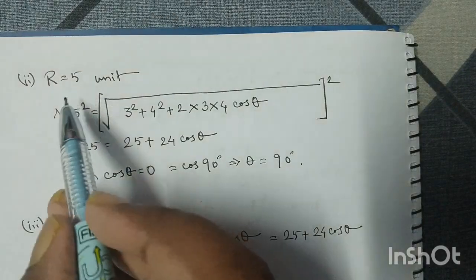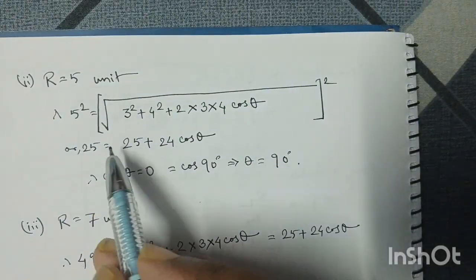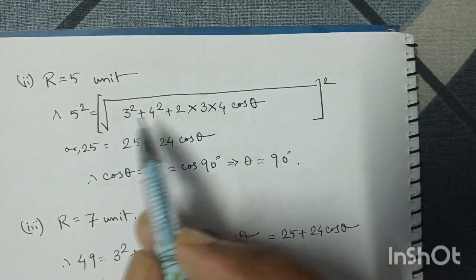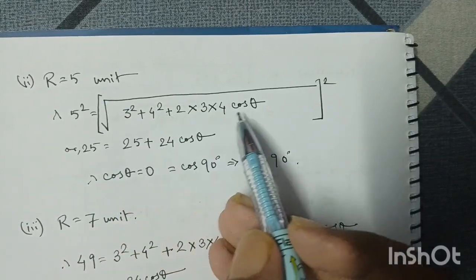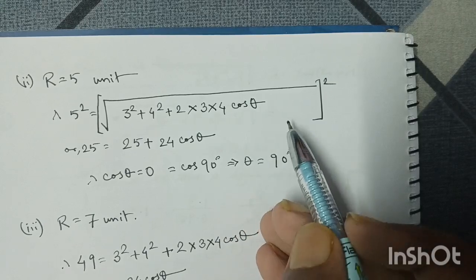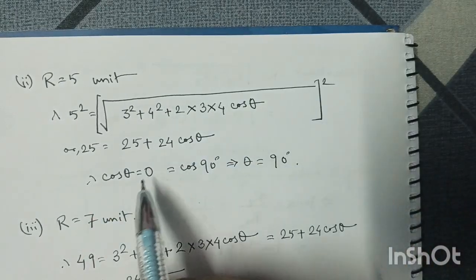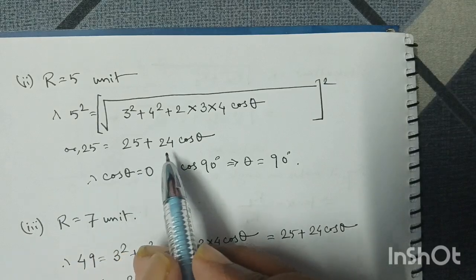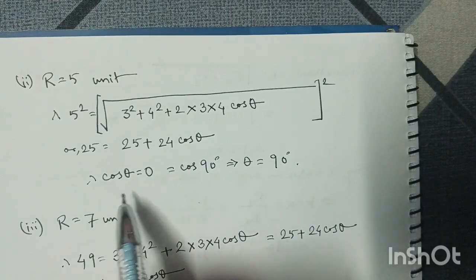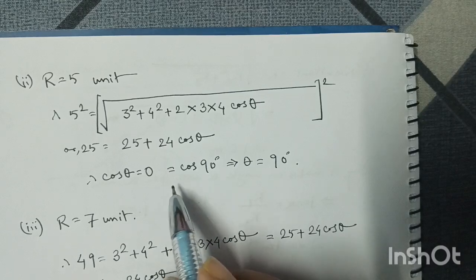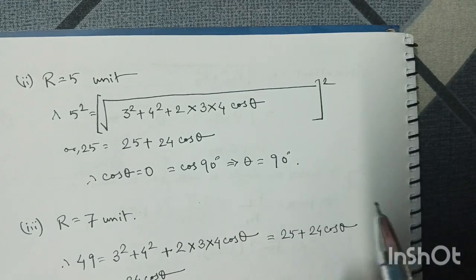Now in case R is equal to 5 unit, we get 5 square is equal to 3 square plus 4 square plus 2 into 3 into 4 cos theta. Here theta will be different obviously. So 25 is equal to 25 plus 24 cos theta, therefore cos theta is equal to 0. Now cos 90 is also equal to 0, so here theta is equal to 90 degree.